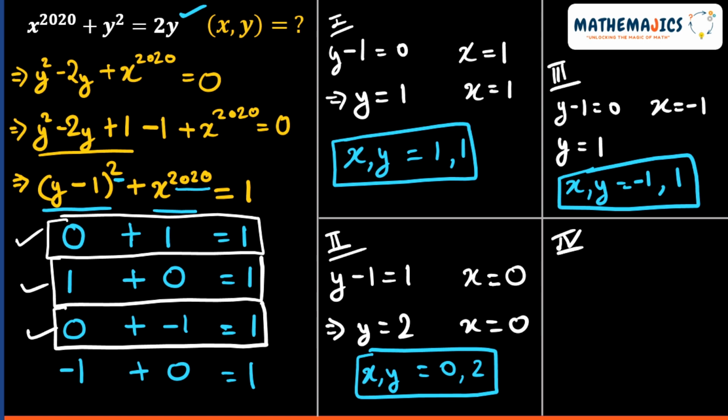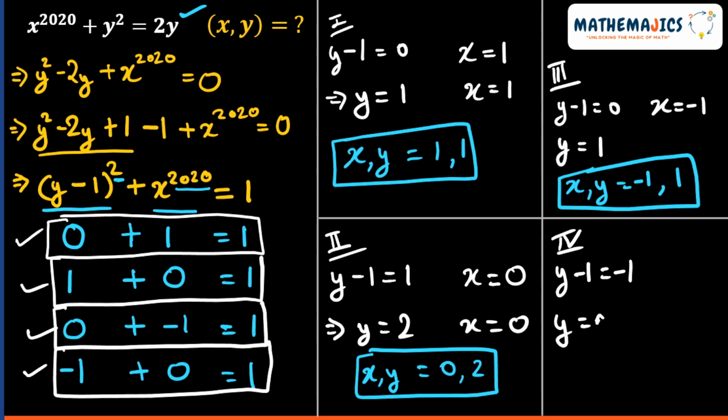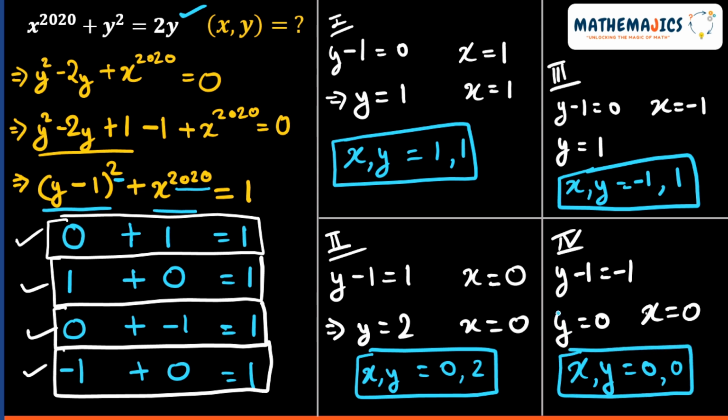According to the fourth possibility, we have the first term as -1 and the second term as 0. So the first term is -1, which will give us y as 0, and the second term is 0 itself. That means x is 0, which gives us the fourth answer. The values of x and y turn out to be 0 and 0. So this is the fourth answer.